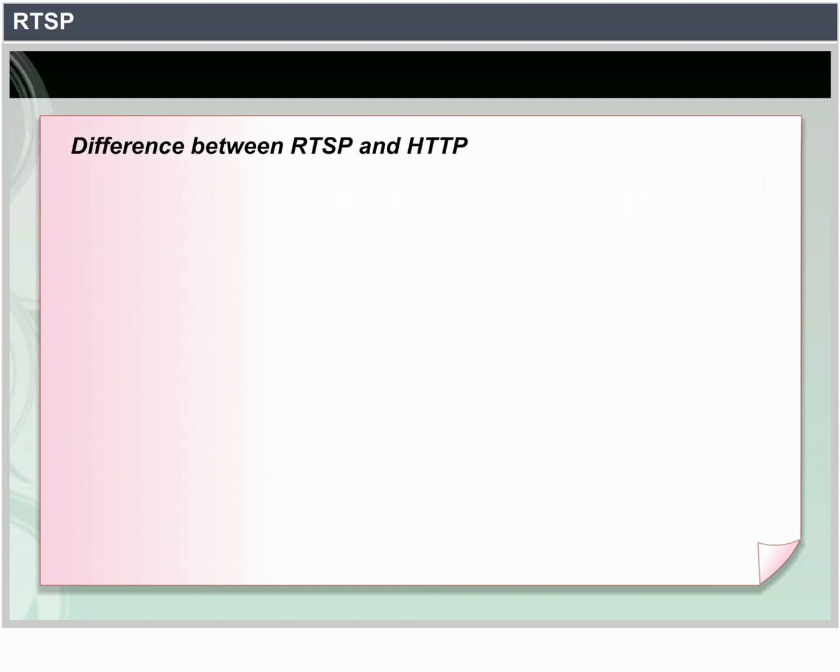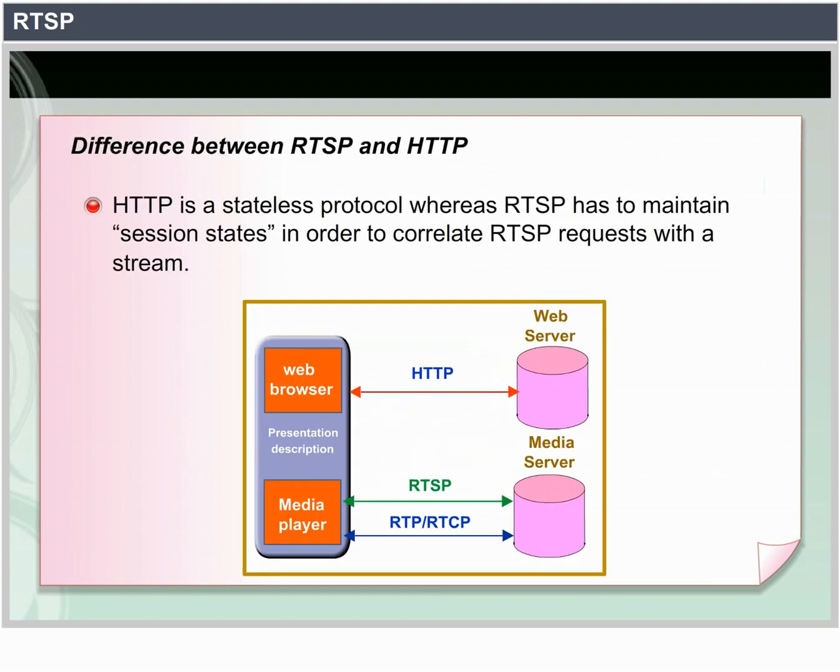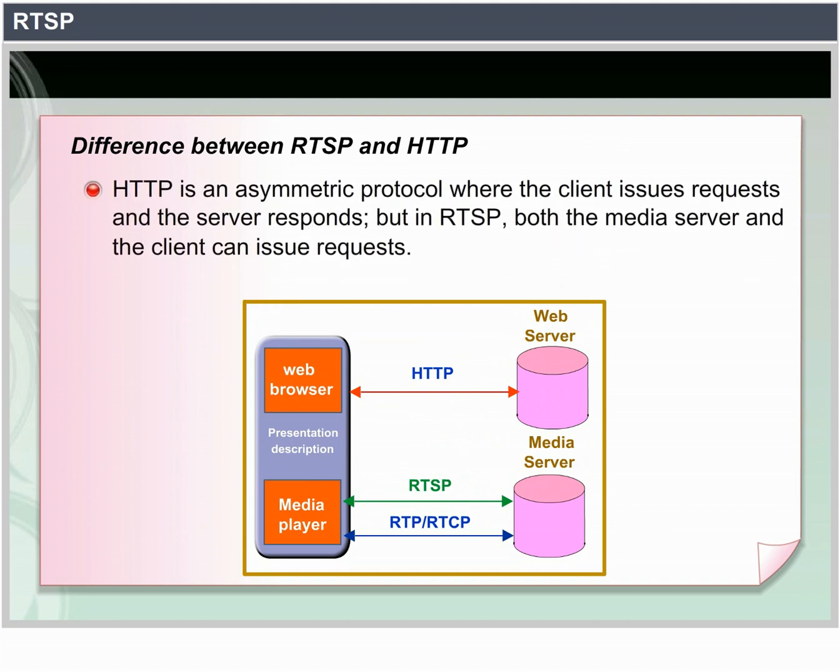Difference between RTSP and HTTP. HTTP is a stateless protocol. RTSP has to maintain session states in order to correlate RTSP requests with a stream. HTTP is an asymmetric protocol where the client issues requests and the server responds, but in RTSP, both the media server and the client can issue requests.